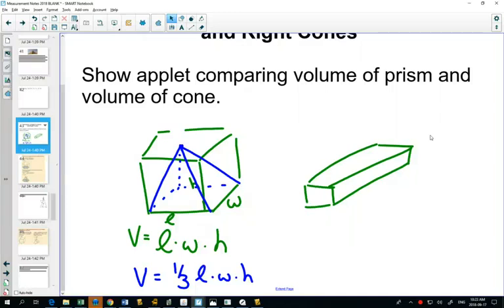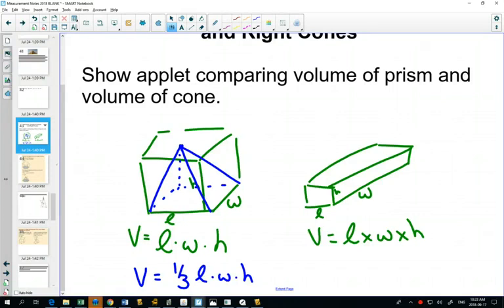So in the video, you saw that it took 3 pyramids to fill up the cube. And so the idea of that situation was 1/3 length times width times height. Here, we have another rectangular prism. And if this is the length, and this is the width, and this is the height, the volume of that rectangular prism would be length times width times height.